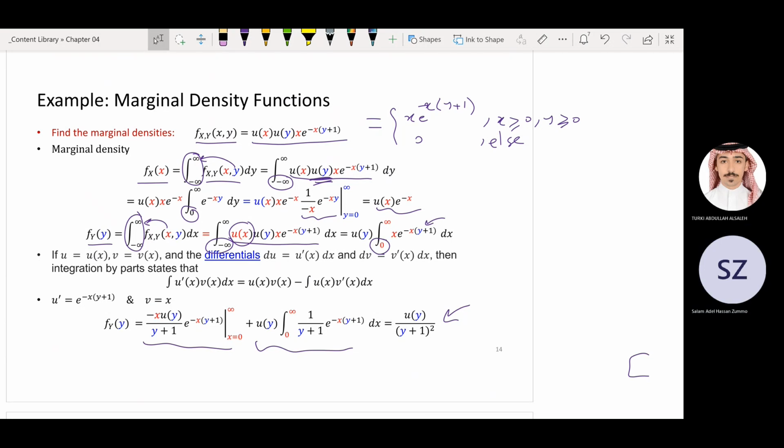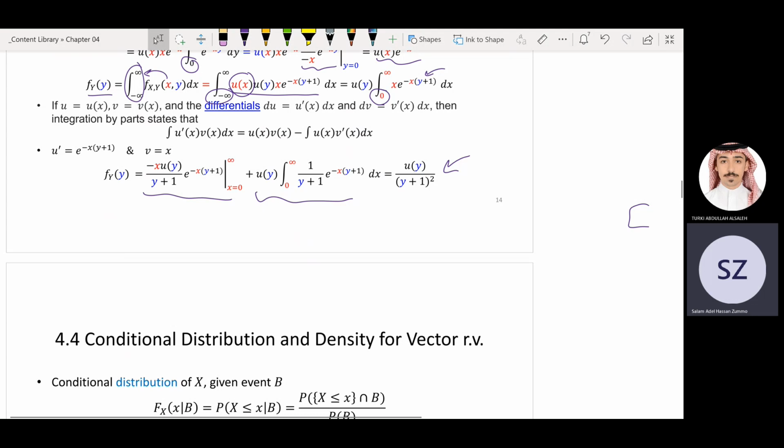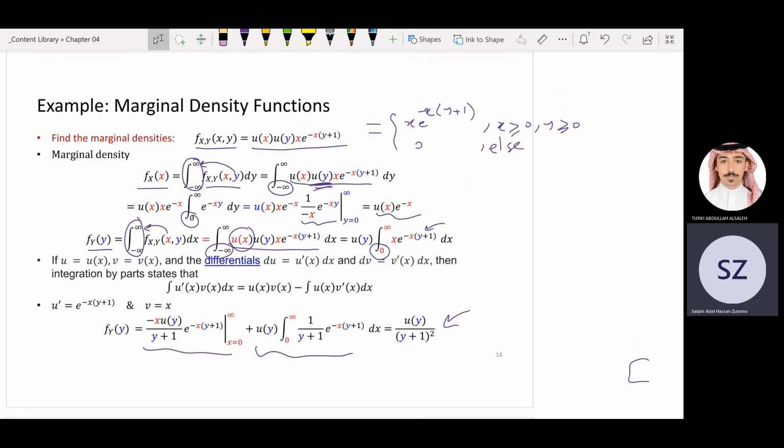Any questions? Next time we're talking about the conditional distribution of this function. Please make sure that you understand this section. If you don't know the marginal, if you don't know the joint PDF and CDF, you will get confused in the next section. So please try to do it before you come.